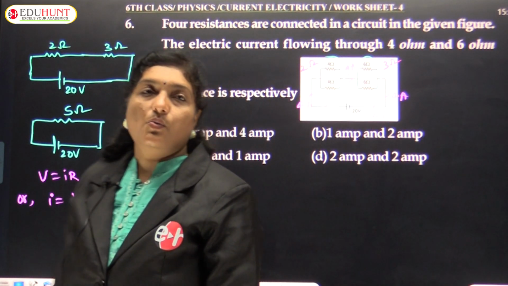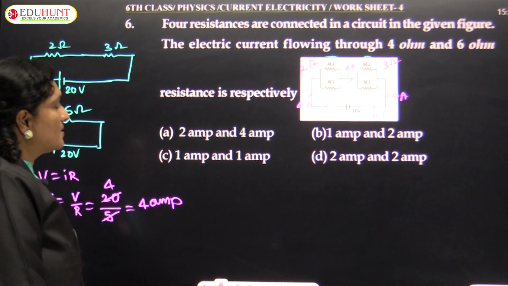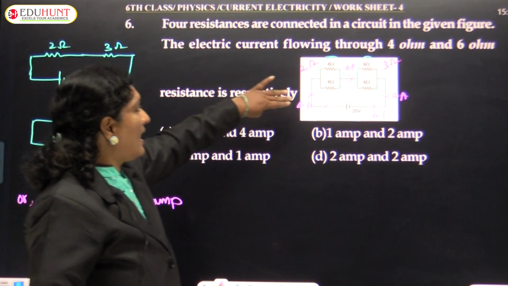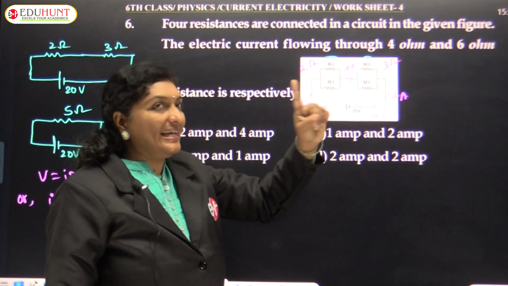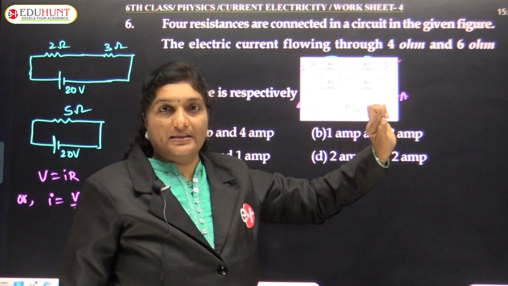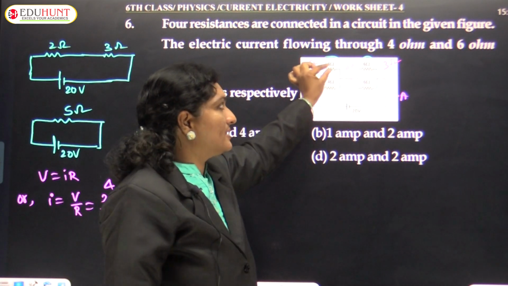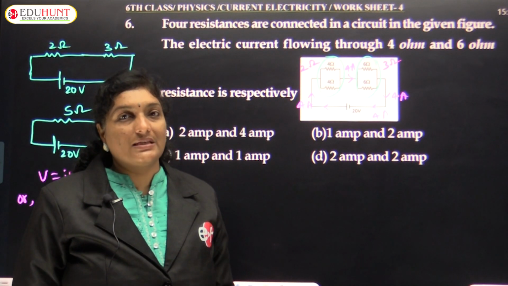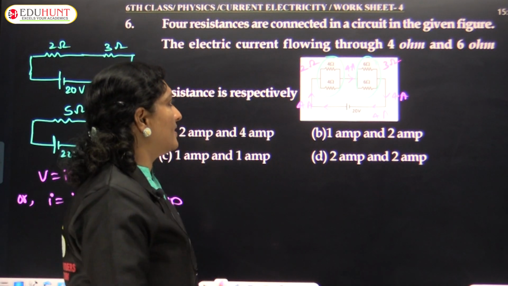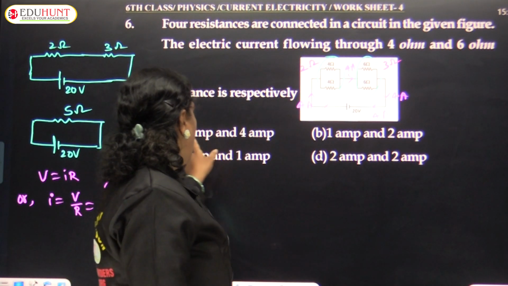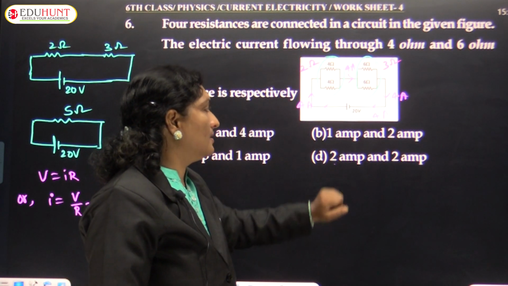Okay. So what is the final answer, children? So clearly we have this 4 ampere in each. So what they are asking is the electric current flowing through 4 ohm resistance. In every 4 ohm resistance, half of the current is passing. So how much is that? 2 amperes of current is passing in each 4 ohm resistance. 2 amperes, maybe this or this.